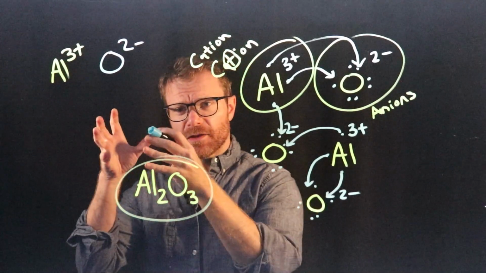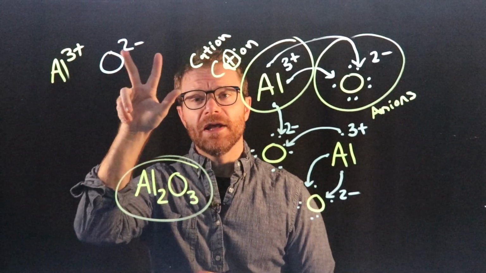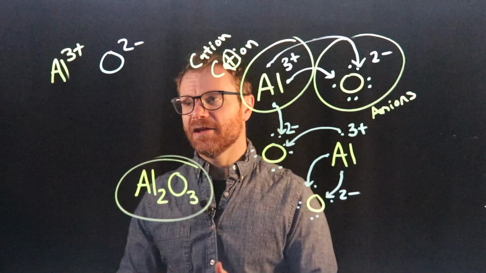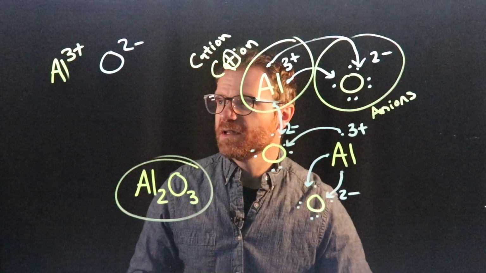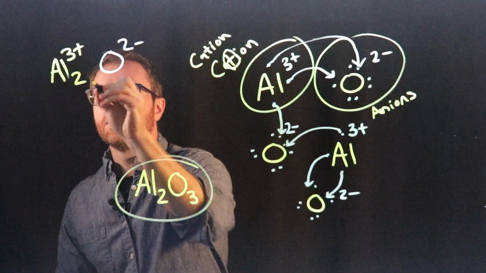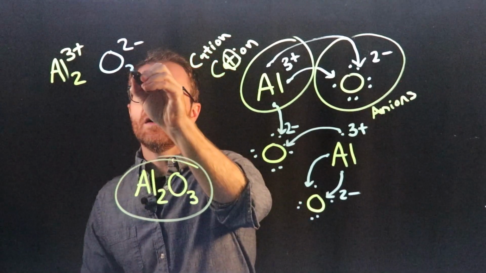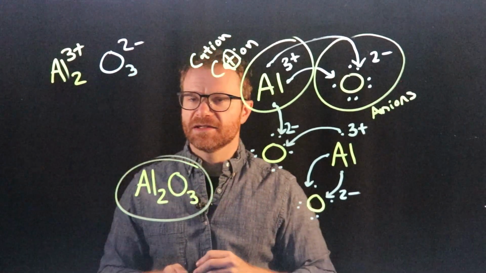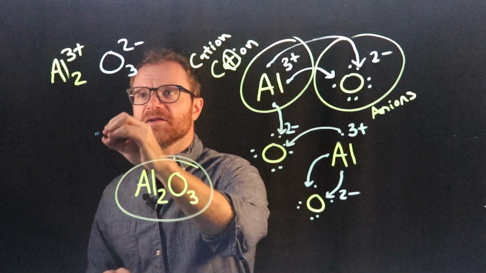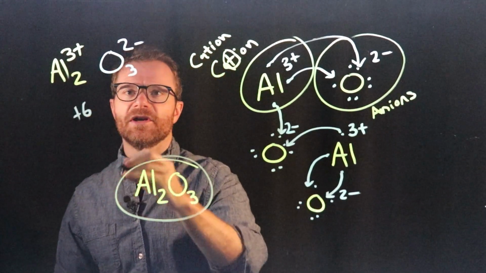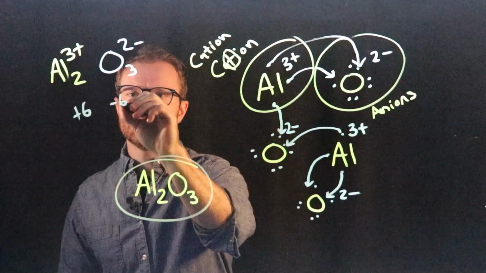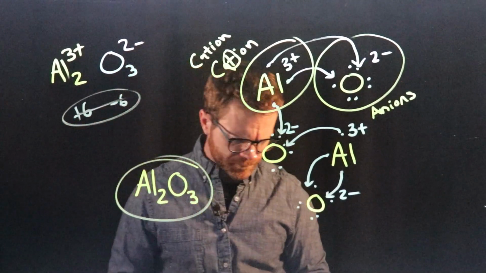So for instance, the lowest common factor of 3 and 2 is 6. And in order to get 6, I'm going to need 2 aluminums, 2 times 3 is 6, and I'm going to need 3 oxygens, 3 times 2 is 6. And so now I'm going to have a total positive charge of +6 over here. I'm going to have a total negative charge of -6, and they're going to equal out.